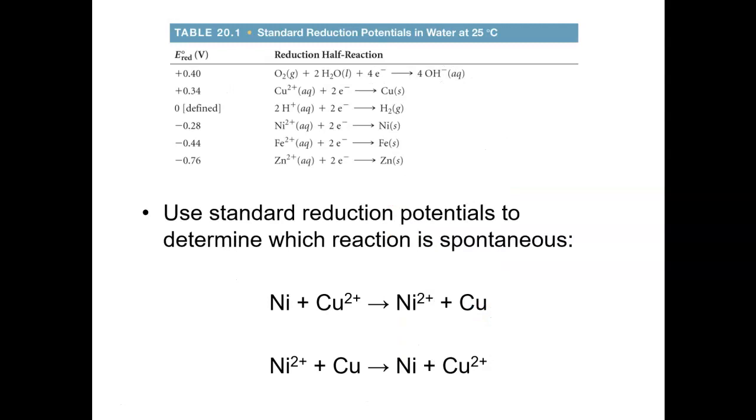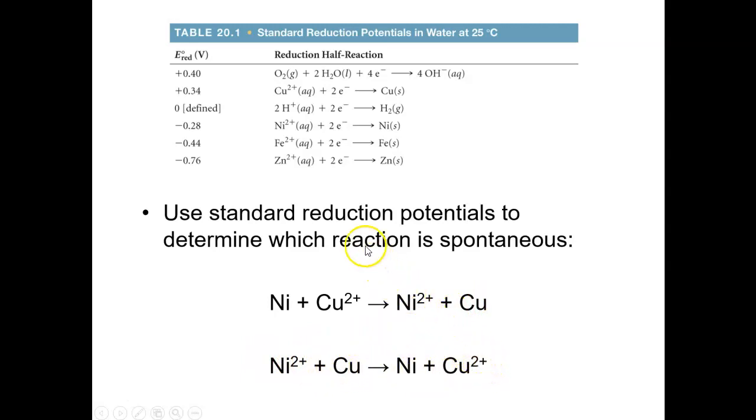And so let's take a look at, I've now just distilled down that Table 20.1 even further, and let's go back to the same reaction we were talking about earlier when we were using the activity series and determine which of these two directions is spontaneous. Is it spontaneous for nickel plus copper ions to give me nickel ions plus copper, or is it spontaneous for nickel ions plus copper to give me nickel metal plus copper ions?